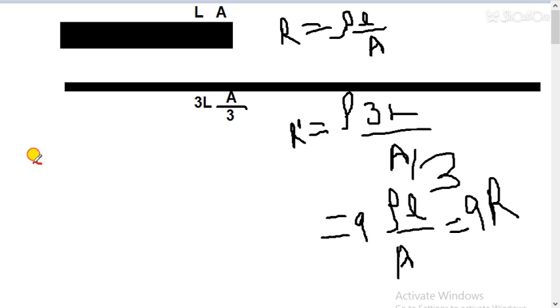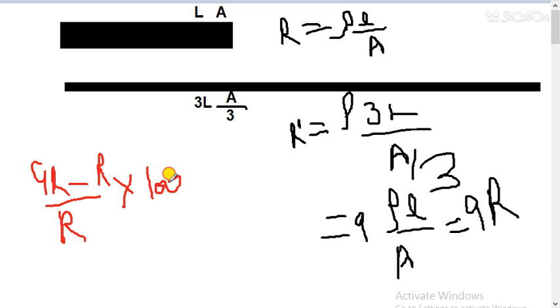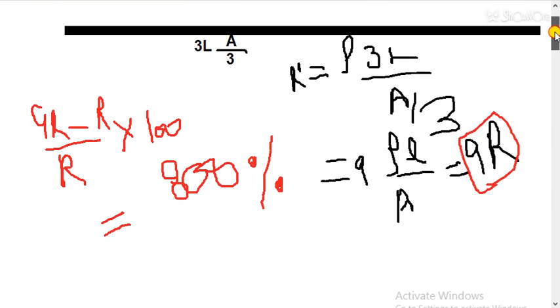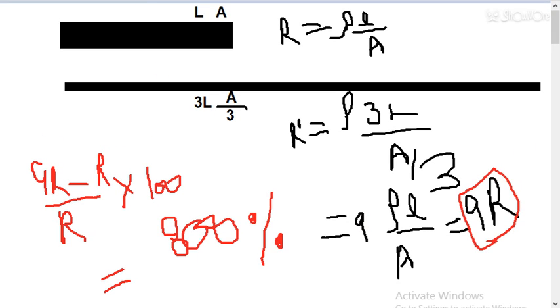But if I have to find the percentage change, then I will write 9R minus R by R, that was the original value, into 100. So the answer for this question is, if I have to find the resistance, then the answer will be 9R. If I have to find the percentage change, then the percentage change is 800% increase. So 800% increase will be the answer for this question. I hope this question is clear, and I am scrolling the screen, you can note down. So this question is just on this screen.